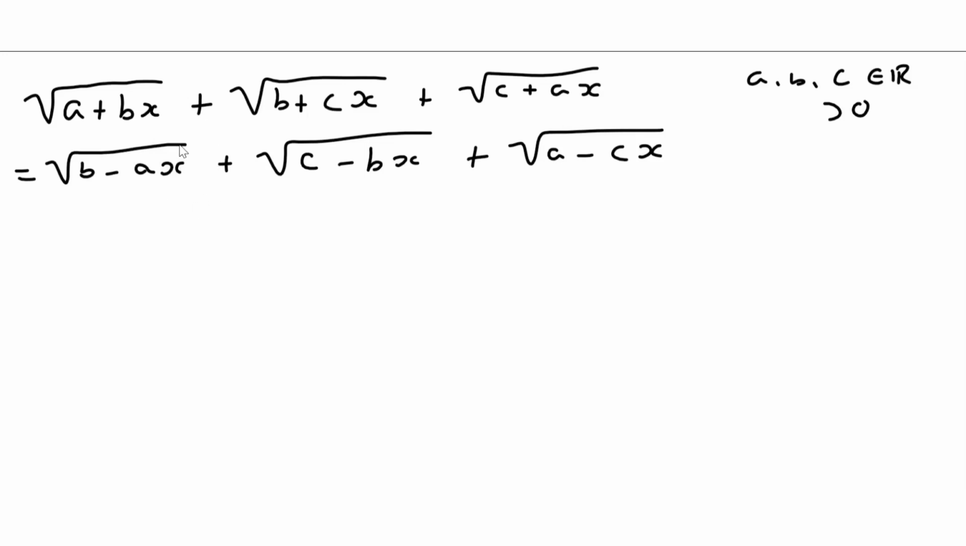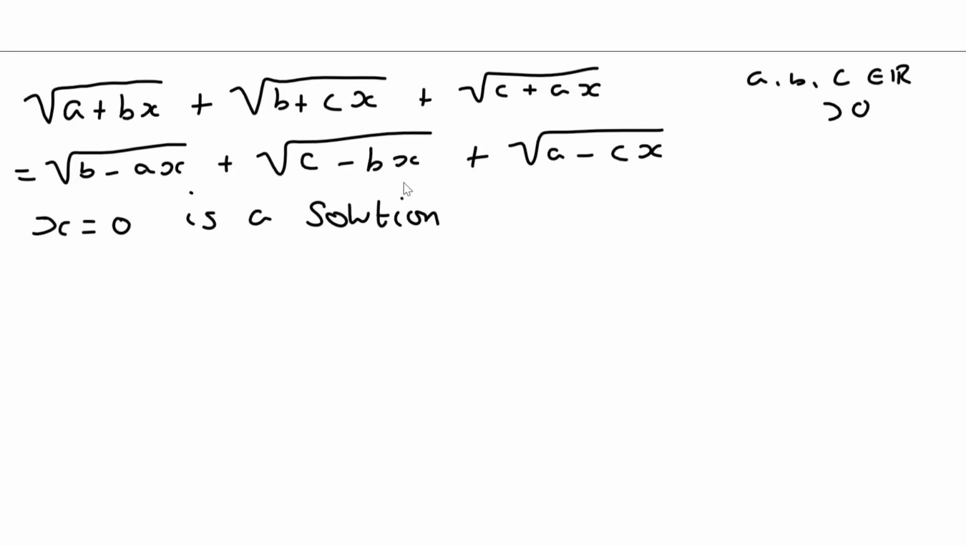So the first thing we notice is that if we take x equal to 0, this term vanishes, as does this one, this one, this one, this one, and this one, and then we get root a plus root b plus root c is equal to root a plus root b plus root c. So x equals 0 is a solution.